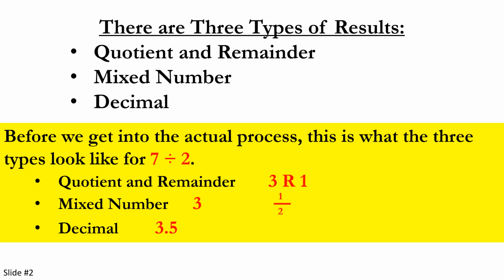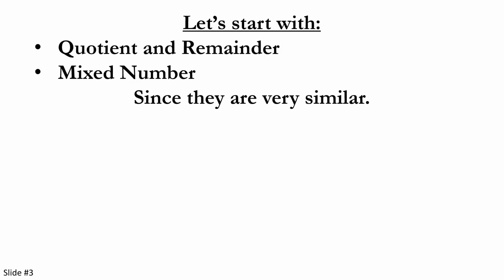If I want to take 7 and divide it by 2, if I do quotient and remainder, I get 3 remainder 1. A mixed number would be 3 and 1/2. And as a decimal, I would write it as 3.5. Let's start with quotient and remainder and mixed number, since they're very similar.